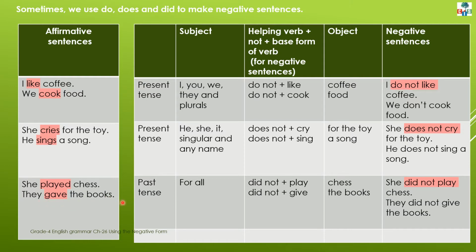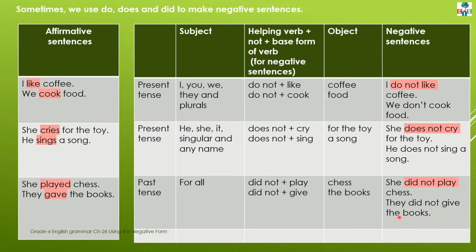Gave. It is in past tense. And when I change this sentence into negative, it would be like this. They did not give the books. So here gave is in past tense. So I have used the helping verb did, and gave will change into its base form, give. They did not give the books.